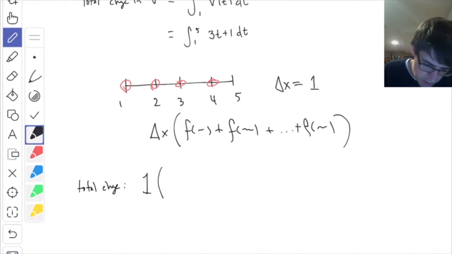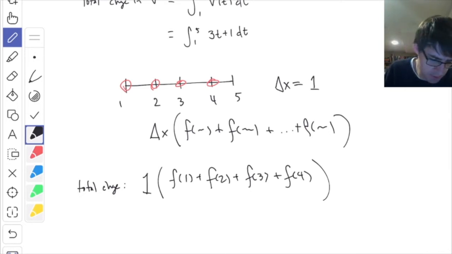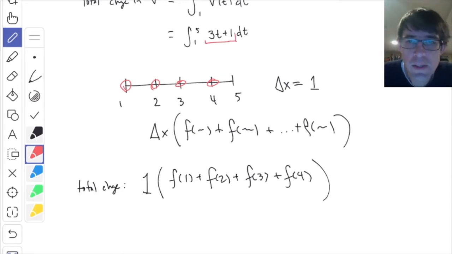We plug in, okay? We do f of 1 plus f of 2 plus f of 3 plus f of 4, right? That's what it is in this case. My 4 points are 1, 2, 3, and 4. Now, it's not really f. What I'm calling f in this example is the function inside the integral sign. You should not do the antiderivative or the derivative. You just use that function exactly as is.